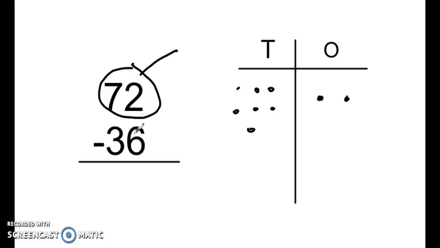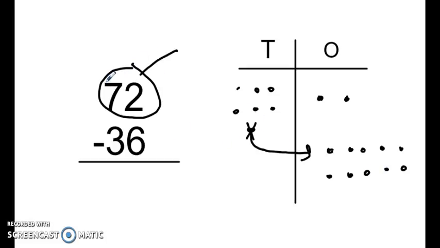Remember, I start with my ones column. 36 has 6 ones. Well, I only have 2 ones, so I'm going to go over to the tens. I'm going to take one of the tens and bring it over into my ones. So I need to draw 10 ones for this 1 ten. 1, 2, 3, 4, 5, 6, 7, 8, 9, 10.